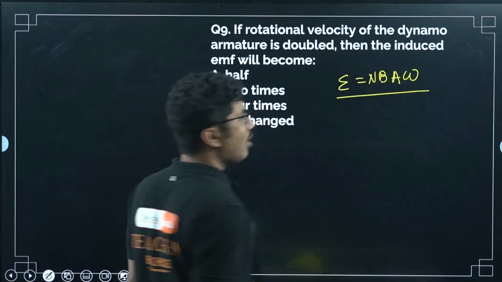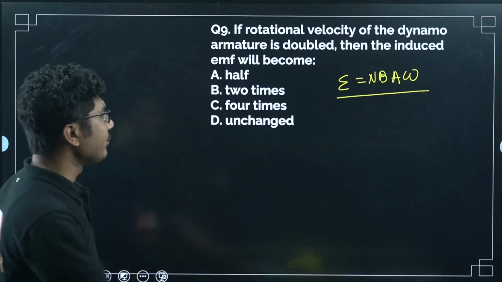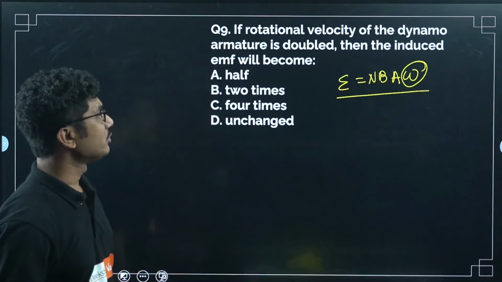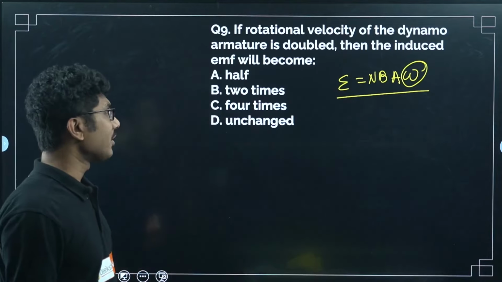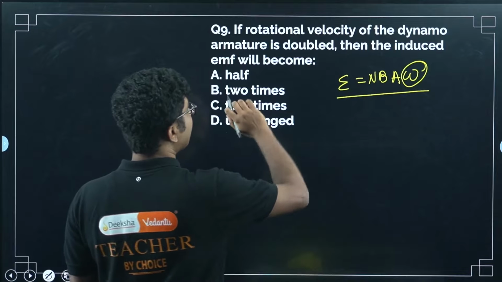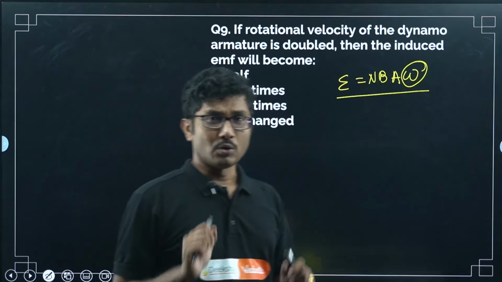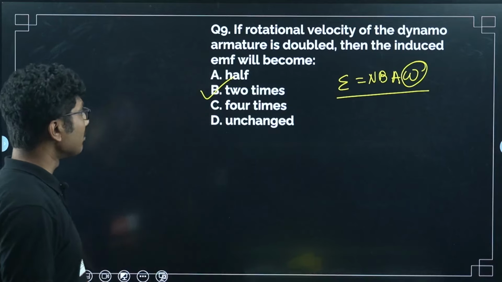For a dynamo or any rotating coil, if you increase the omega by 2, so rotating speed means this omega, right? If you increase the rotational velocity by double, then the induced EMF will also be doubled, that is 2 times, okay? No rocket science, simple problem, simple formula.